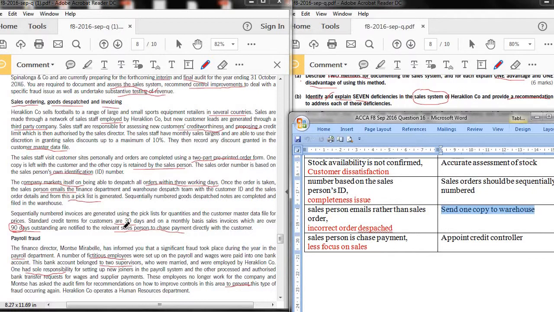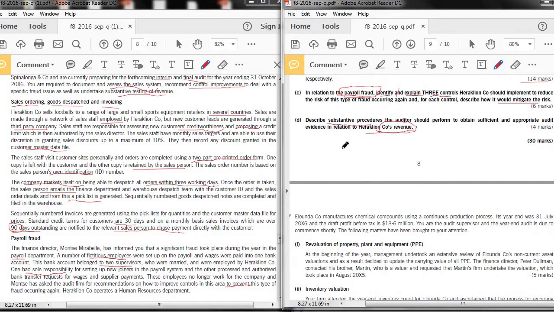And the seventh deficiency is that salespersons are used to chase payments. So it means they are giving less time to sales. This is also a deficiency in the sales system. The recommendation is that the company should appoint a credit controller.